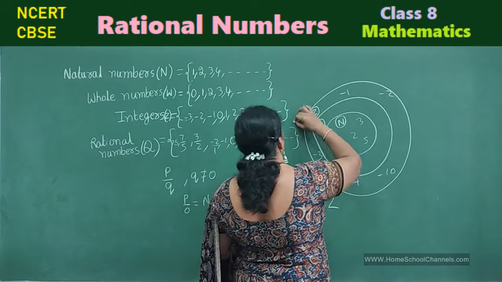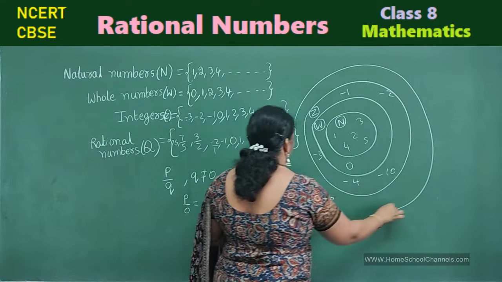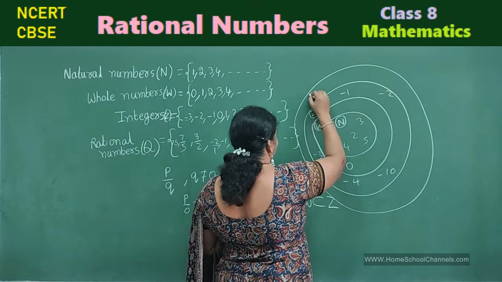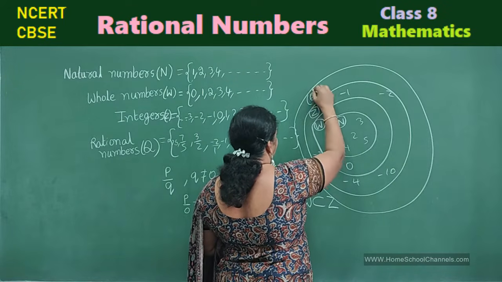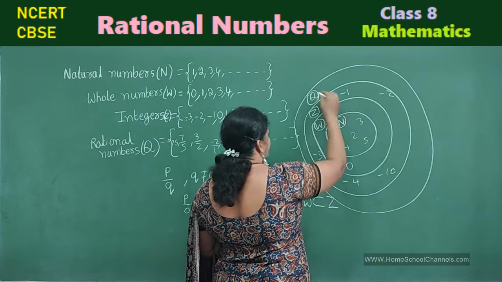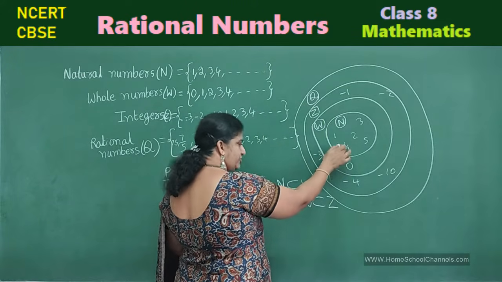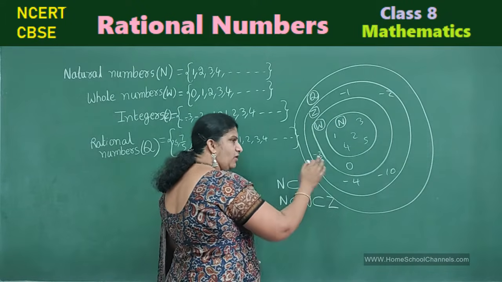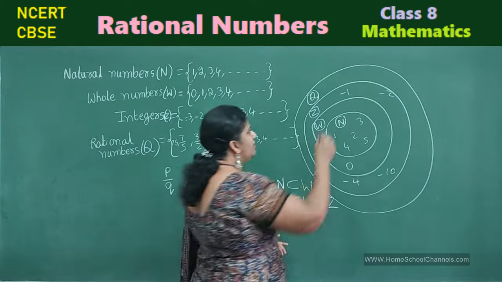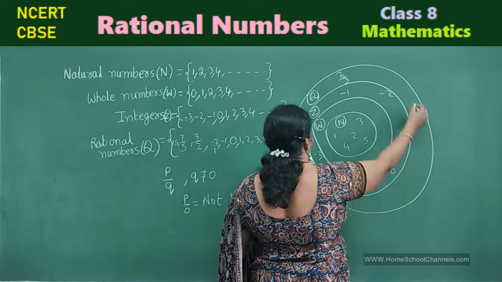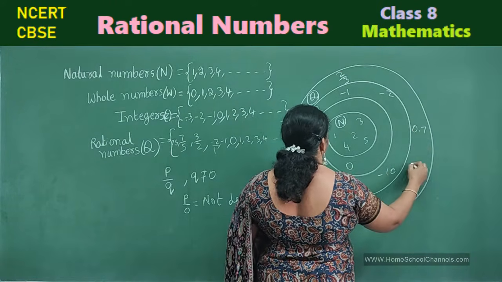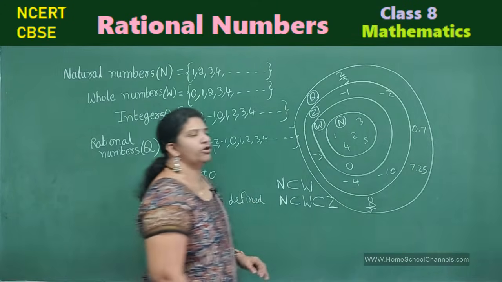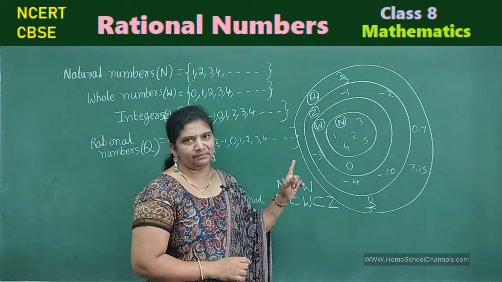Here, let me take one more round. What is the letter used to represent rational numbers? Q, right? In rational numbers, natural numbers will be there, whole numbers will be there, integers will be there. What are the numbers which are extra? Fractions and decimals. 0.7, 7.25, 8 by 3. These are all called the rational numbers.